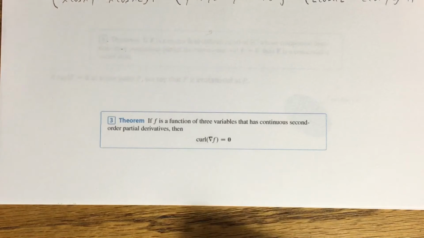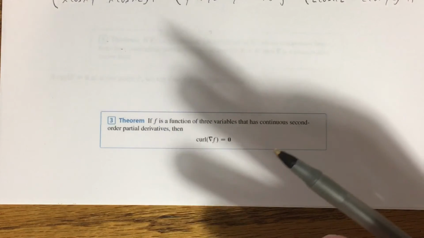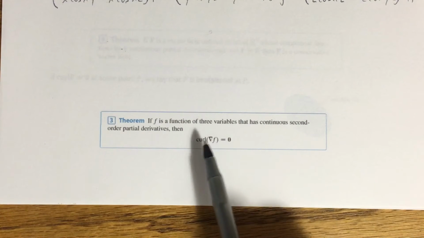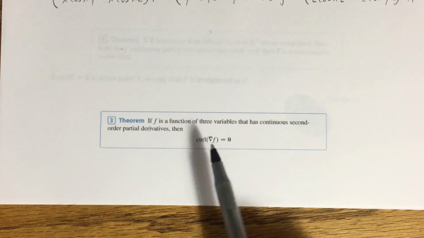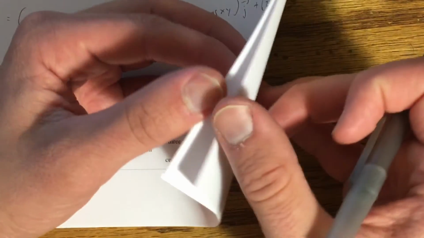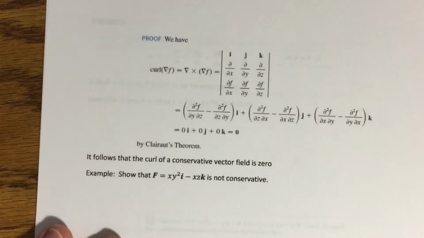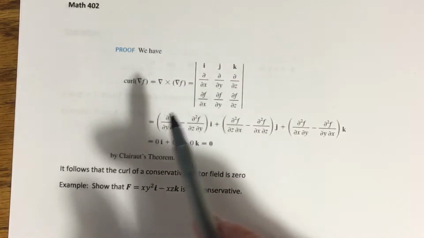That's useful because that gives us a criteria for ruling out a vector field, ruling out whether or not a vector field is conservative. So let's start by proving this theorem. It's fairly simple to prove, just comes straight from the definition of the curl.